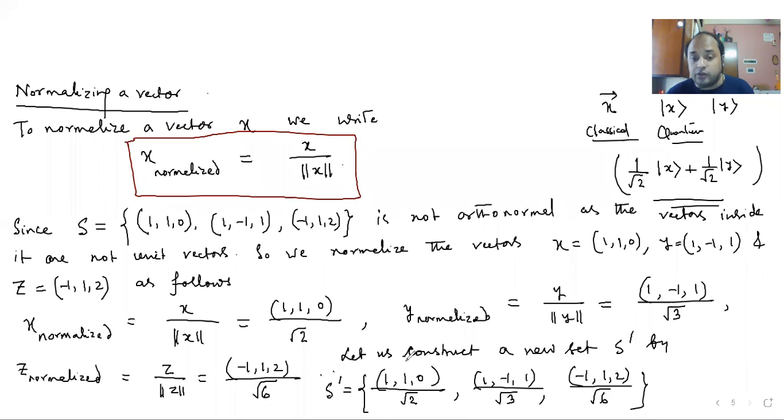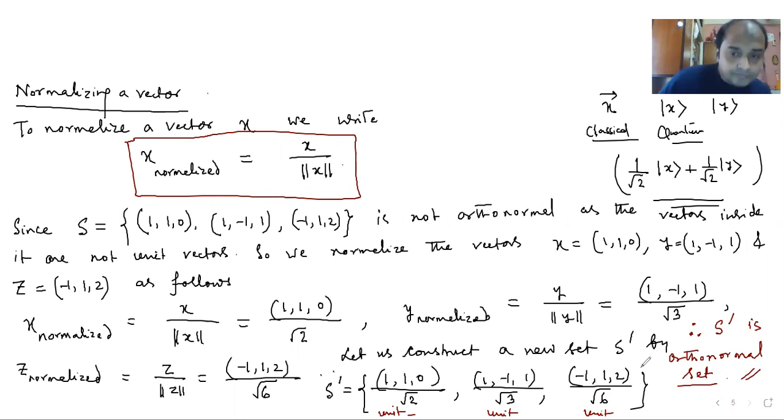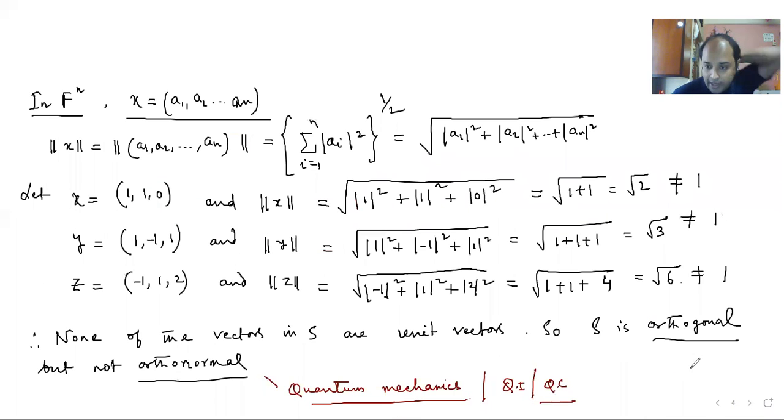This vector 1 1 0 was not a unit vector, but 1 1 0 by root 2 has become a unit vector. So this is a unit vector, this is a unit vector, this is a unit vector, and therefore S prime is an orthonormal set. So I hope you have understood what I meant to say.